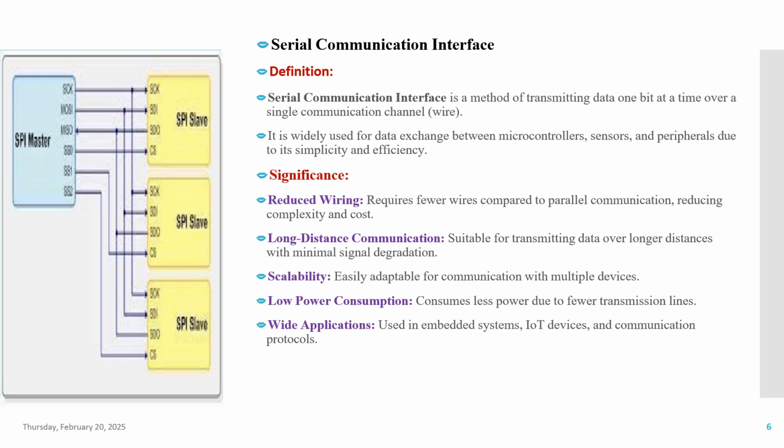So what is the significance? Significance are reduced wiring. It requires fewer wires compared to parallel communication. Long distance communication, which is suitable for transmitting data over longer distances. It also consumes low power compared to parallel communication. Scalability, it is easily adaptable for communication with multiple devices and wide applications. Examples are embedded systems, IoT devices, and communication.